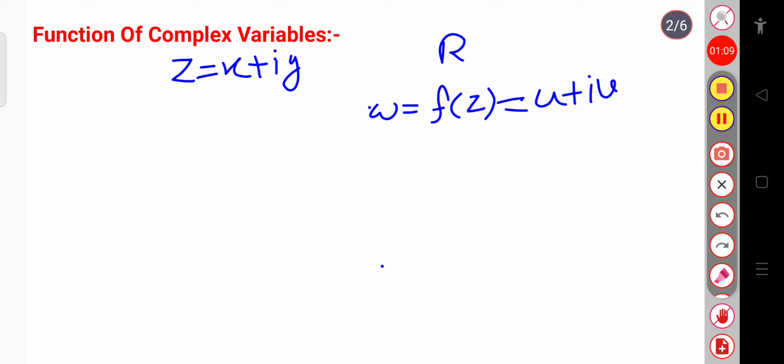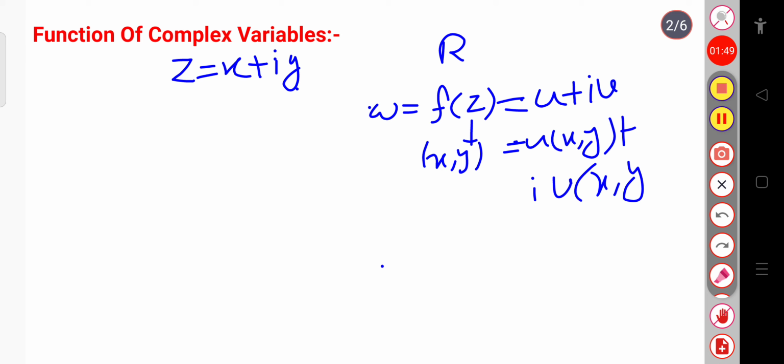So this function w equals u plus iv is a complex number. That is, this function w equals u plus iv of the complex number z equals x plus iy is defined in terms of u and v. Here you can see that f of z is a function of xy. So in place of u plus iv, I can write u as a function of xy plus iota v of xy. This is your v of xy, clear.